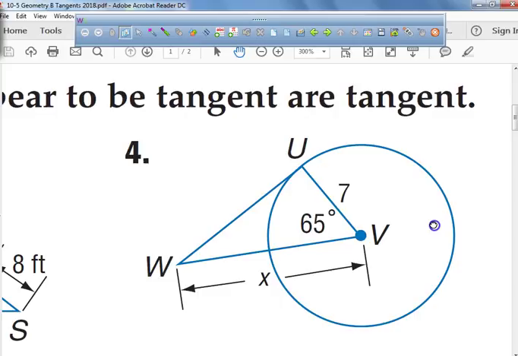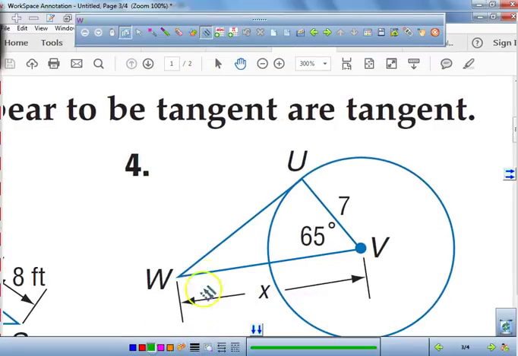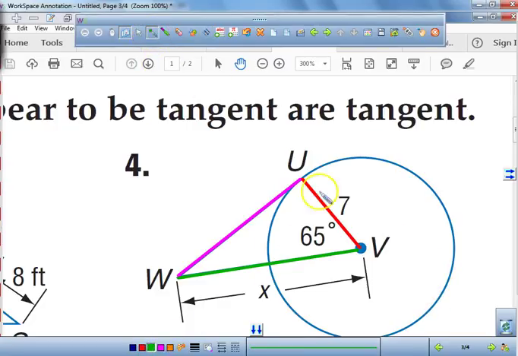We need to find something called x on this one. Now, in this problem, what does this x represent? It is definitely not the tangent. What's the tangent segment? Do you know what the tangent segment is? WU is the tangent segment. Anybody know what the length of the radius is? 7. So what does the radius form with the tangent segment? A right angle.